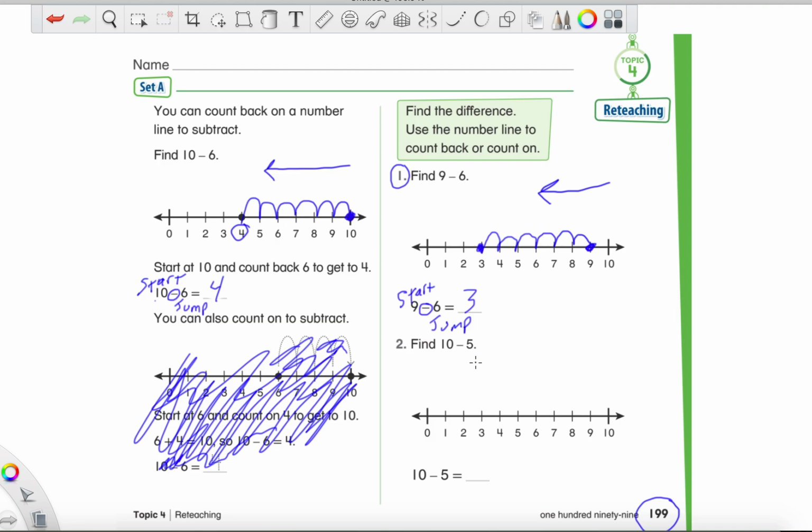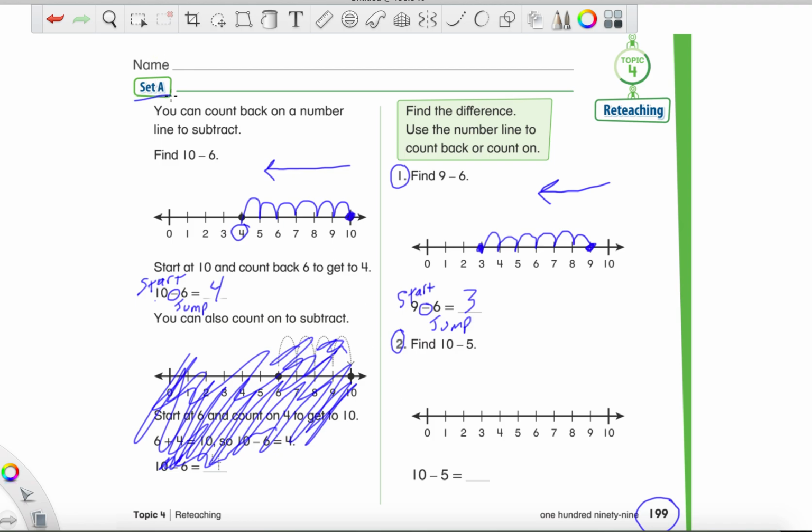Alright, I know you guys are probably thinking, Mr. Montgomery, this is so easy, we know this. And I know. I'm letting you do the next one completely on your own. Go ahead, do number 2 completely on your own. 10 minus 5. Alright, if you need more time, as always, pause the video. I feel like you guys went through this one probably very fast. So let's move on to our next section.